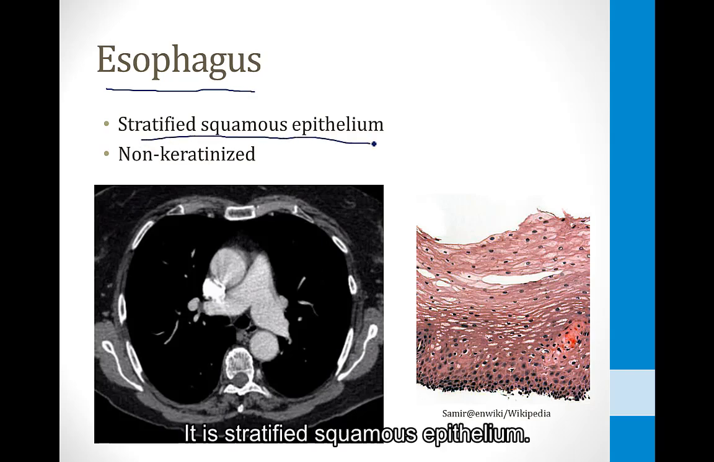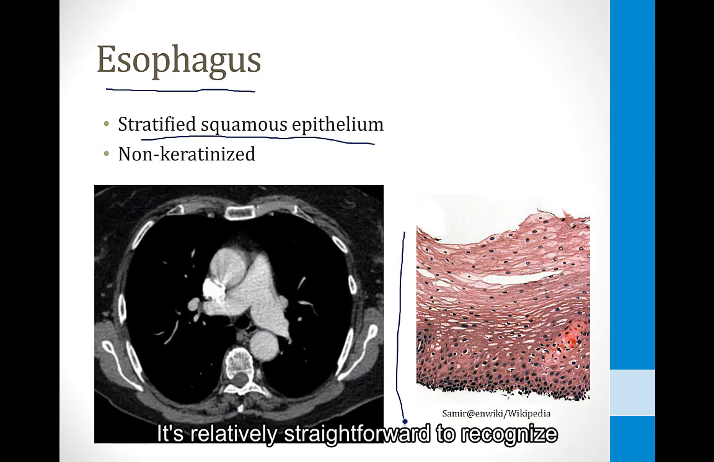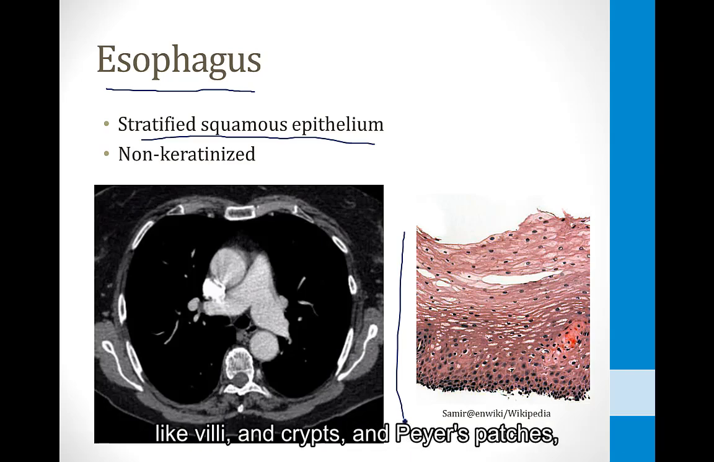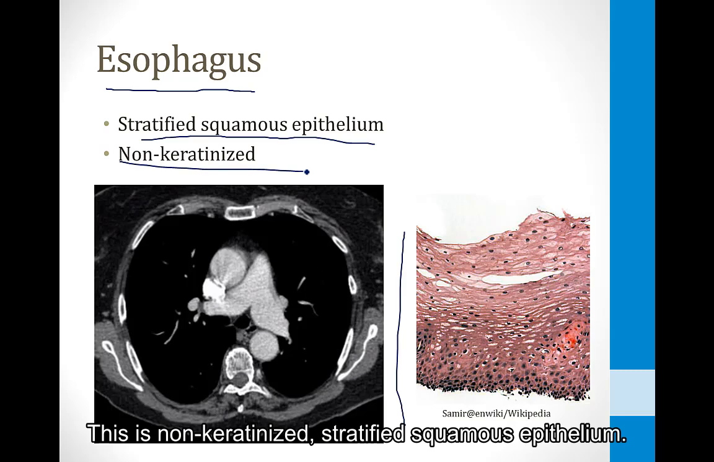It is stratified squamous epithelium. This is a picture of it over here. It's relatively straightforward to recognize because it doesn't have some of the more detailed structures we'll see in other sections like villi and crypts and Peyer's patches and things like that. This is non-keratinized stratified squamous epithelium.